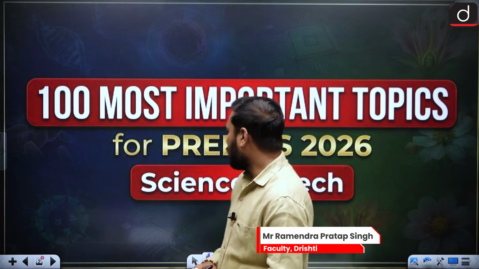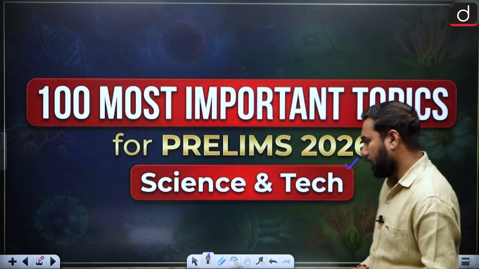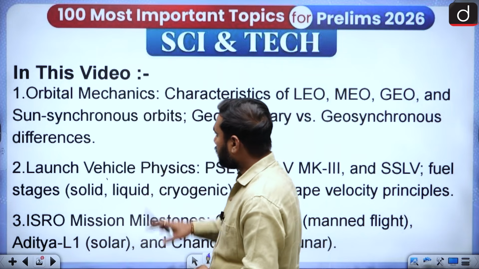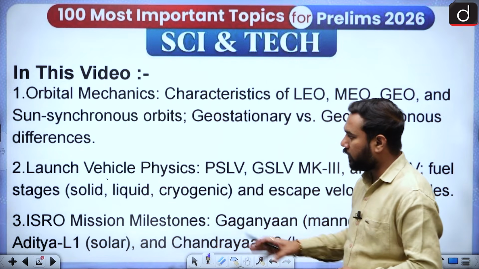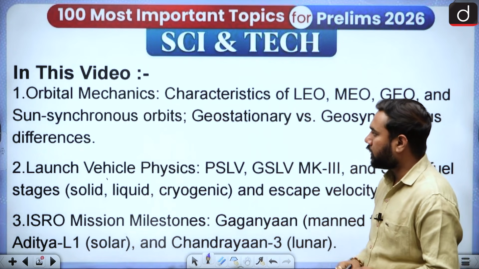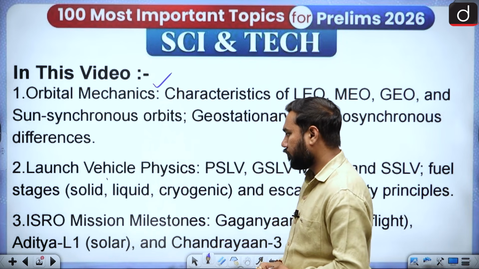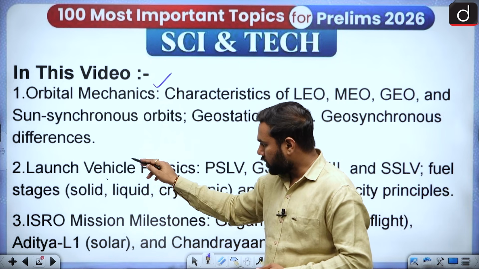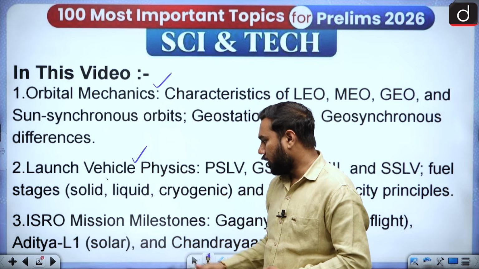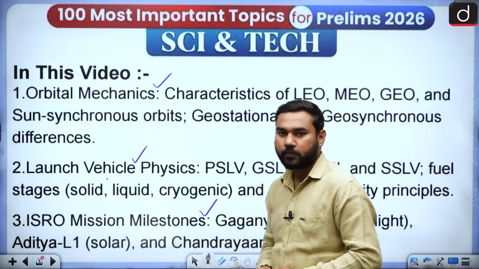And you can see I am discussing the topic of science and technology for your prelims examination. And we start this video with some context on what is going to be discussed. This is the orbital mechanics. The first part we are going to discuss is orbital mechanics. Second, we are going to discuss vehicles, meaning our launch vehicles which we have, and also we want to know about the ISRO mission milestones.